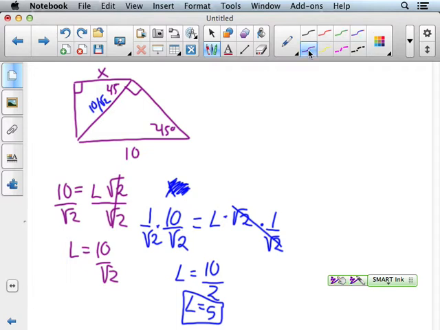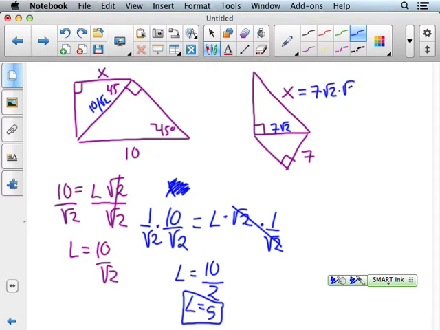Alright, next one. We got 2 more to go on this problem. It's kind of long. So here I have another 45, 45, 90, and another 45, 45, 90, and here's my x. They tell us this is 7. This one's a little bit nicer because the leg times square root 2 equals the hypotenuse, and now this leg times square root 2 is the new hypotenuse. So that's just 7 times 2, which is 14. So x equals 14 here.